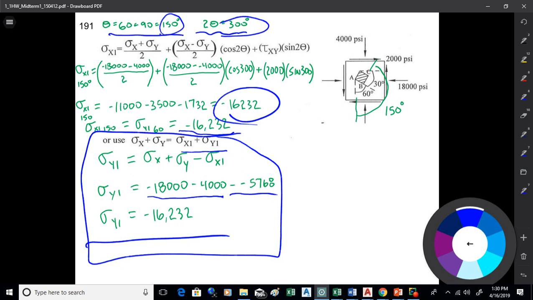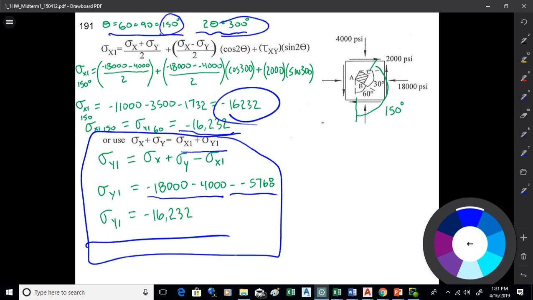Any questions on that? I mean, you just get those values and plug them in. I mean, that's really about it. Just want you to understand kind of what you're doing and what you're finding. You're finding the stresses on that element there. That's what you're doing. The two planes on it.